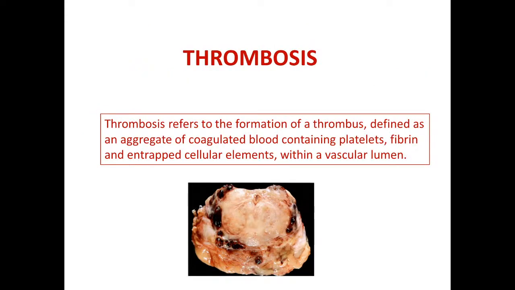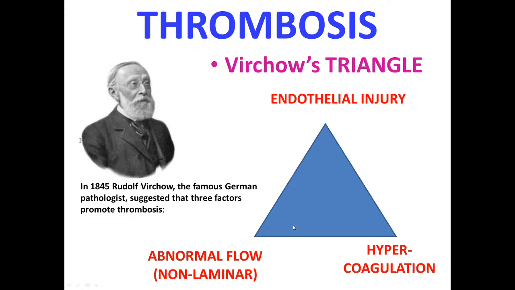Thrombosis. Thrombosis refers to the formation of a thrombus, defined as an aggregate of coagulated blood containing platelets, fibrin, and entrapped cellular elements within a vascular lumen. In 1845, Rudolf Virchow, the famous German pathologist, suggested that three factors promote thrombosis, collectively known as Virchow's triad.